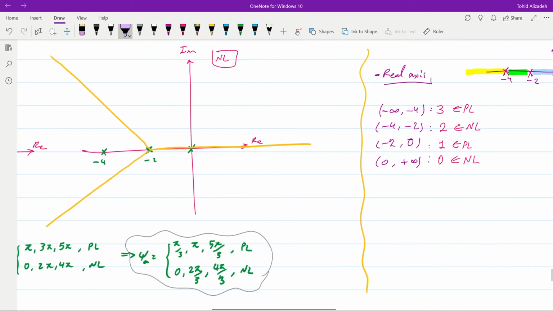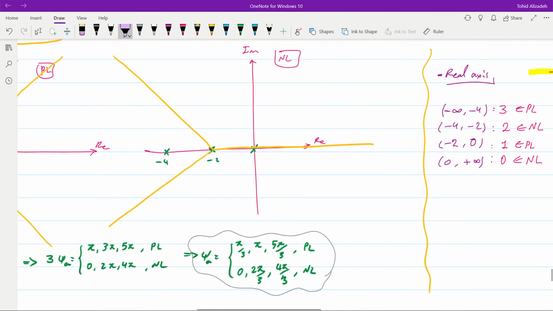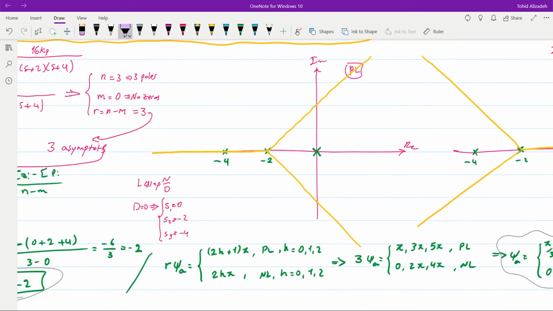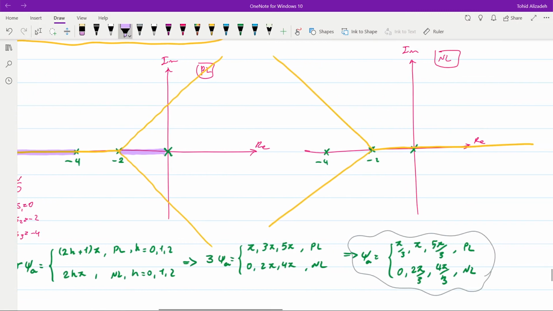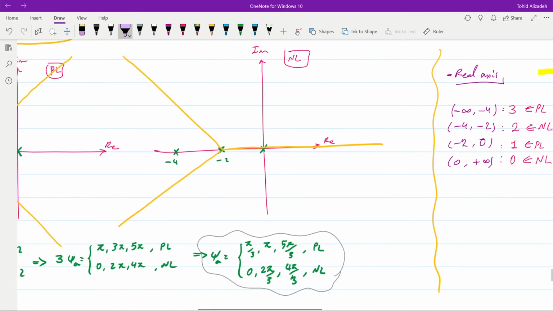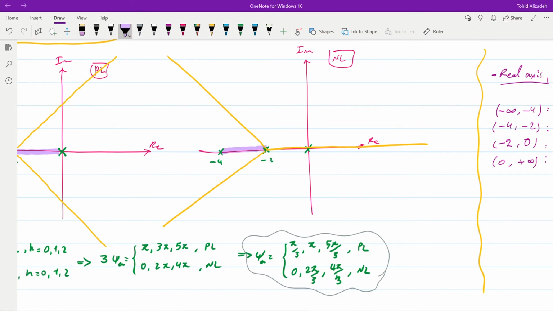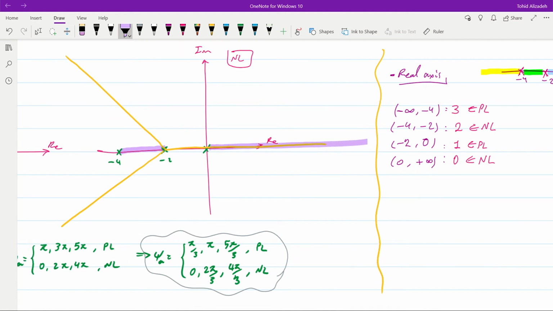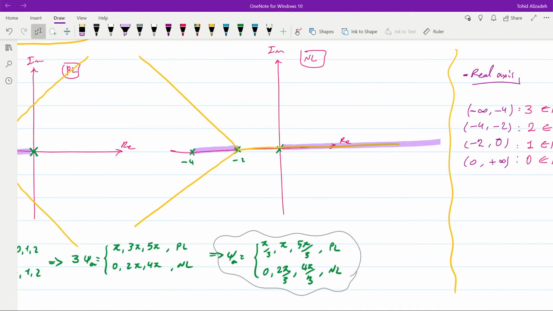Let me highlight them in our plot. So from -infinity to -4 belongs to our positive locus, and also from -2 till the origin. On the other hand, for the negative locus, we have it from -4 till -2, and from the origin till +infinity. So these are, indeed, the parts of the real axis that belong to the root locus.